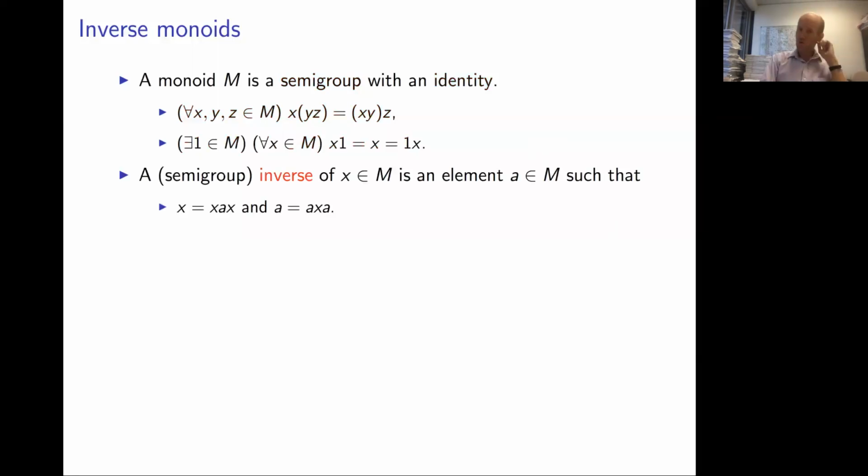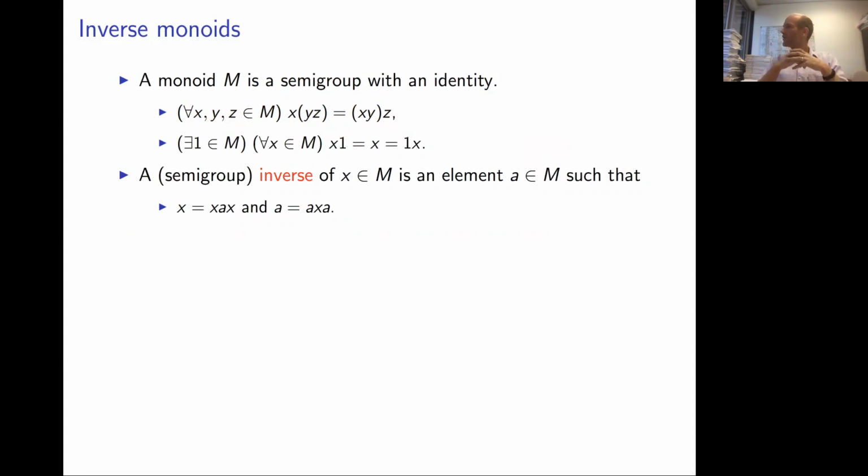And what is an inverse monoid? Well, it's kind of like part way between a monoid becoming a group. So these things have inverses, but they're not sort of group inverses. So an inverse of an element X is an element A that satisfies these equations. So it's kind of like you undo X a little bit.